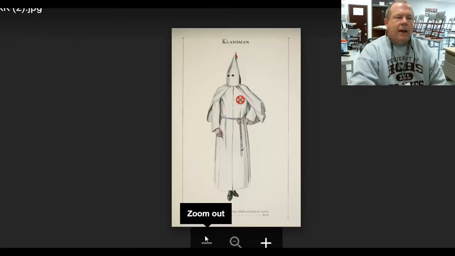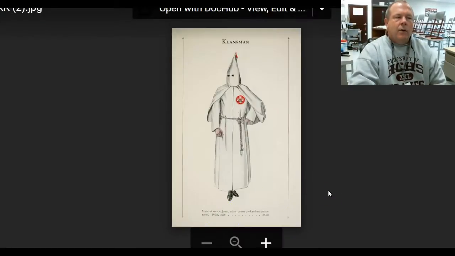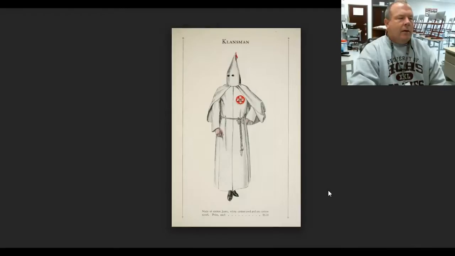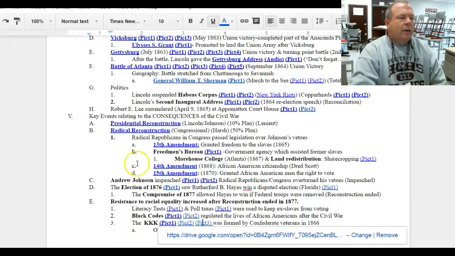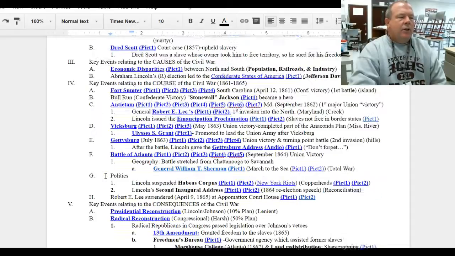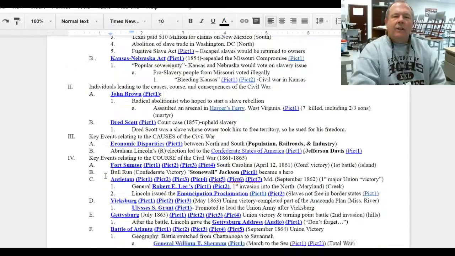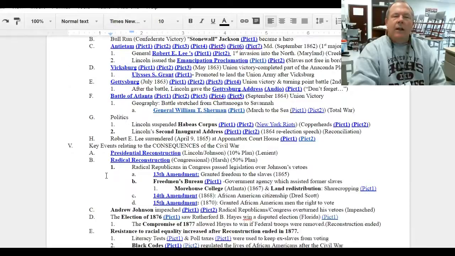And this is a page taken out of a catalog where you could order a Klan outfit. And I just thought that was pretty interesting. This concludes Unit 5, Section 5, key events that led to the consequences of the Civil War.